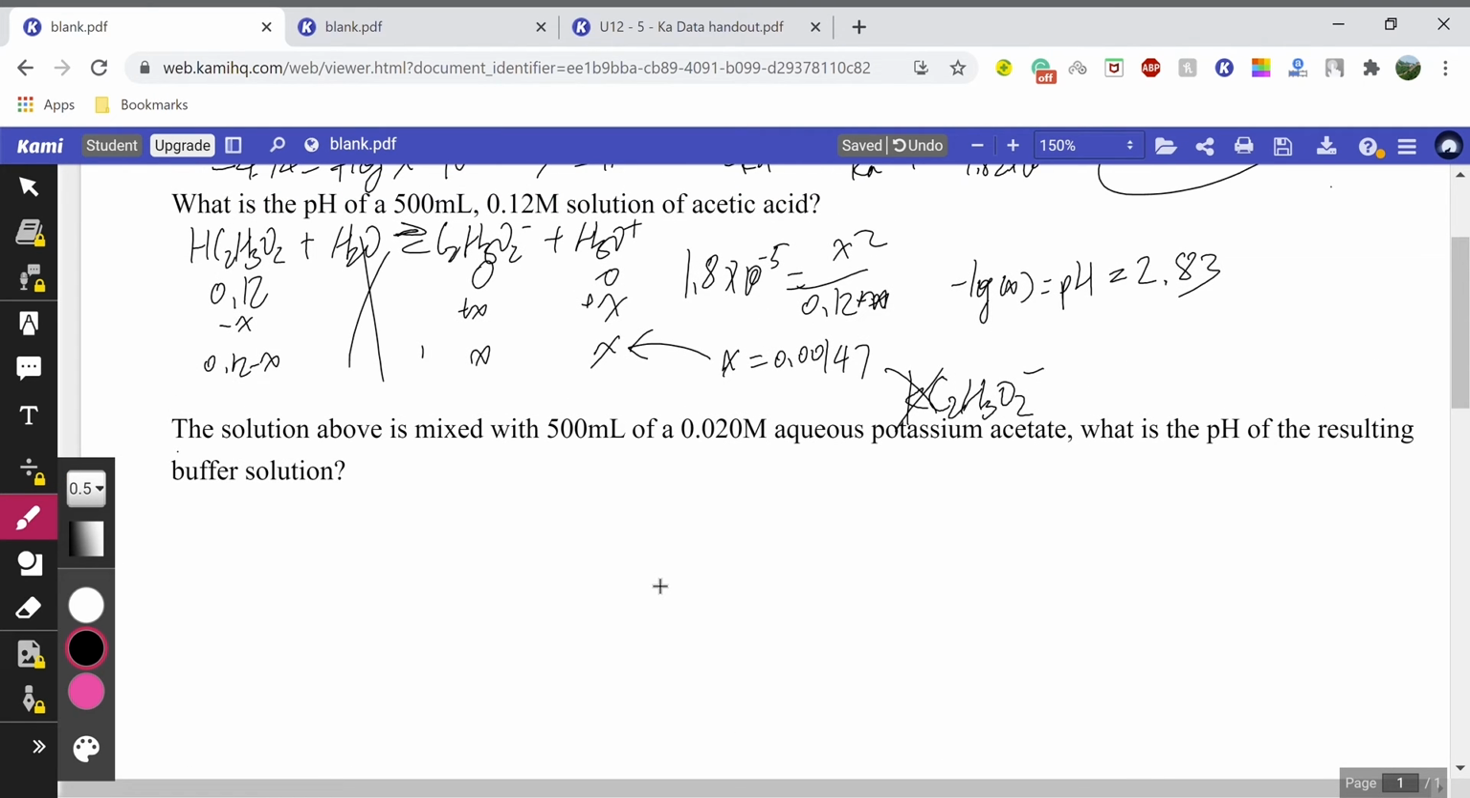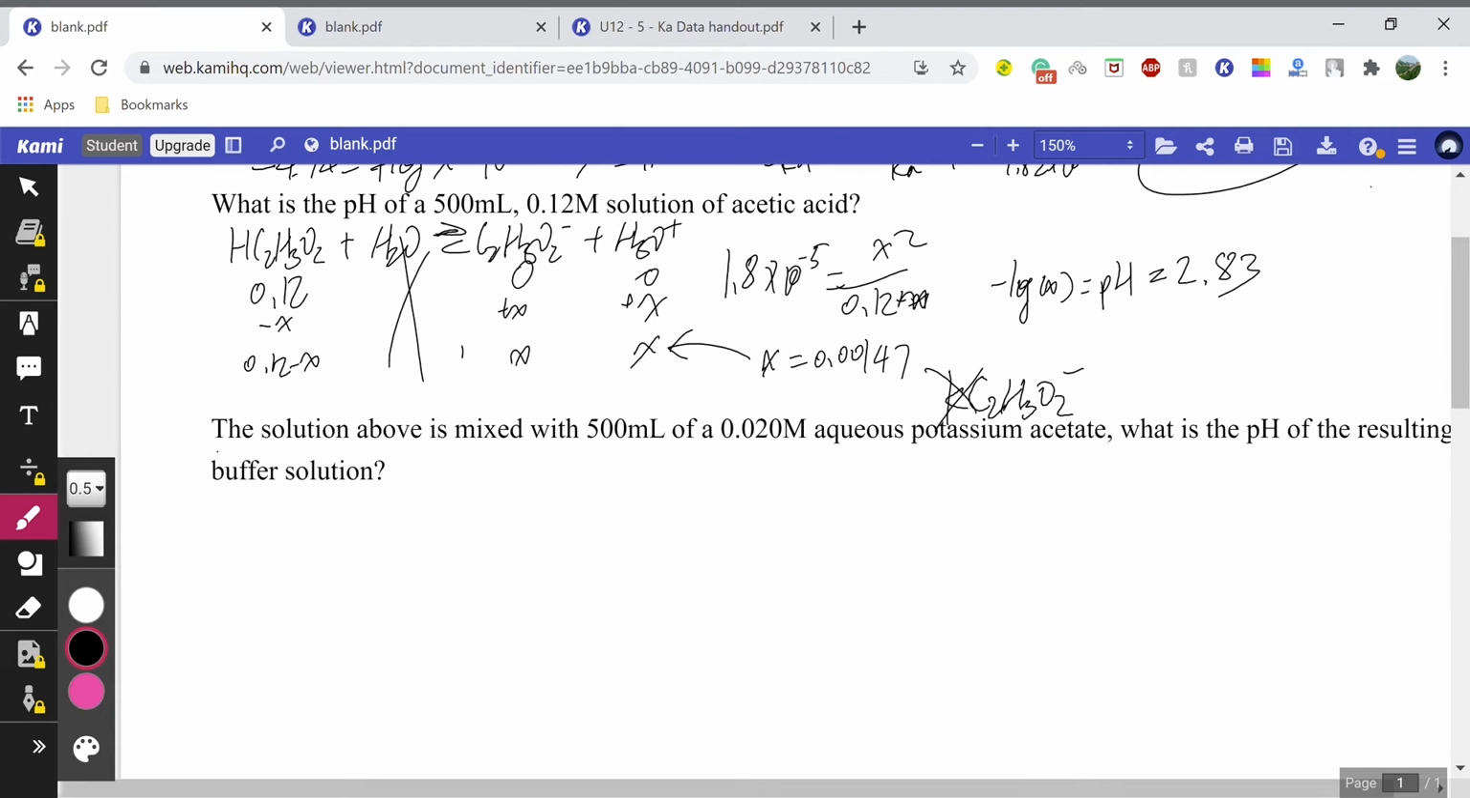Alright, now we're adding our acetate ion, but we also have a solution with it. So we're not just dropping solid potassium acetate into it. We actually have an aqueous solution. So that means our solution volume will double, 500 ml plus 500 ml. In the previous problem, we have 500 ml of 0.12 molar acetic acid.